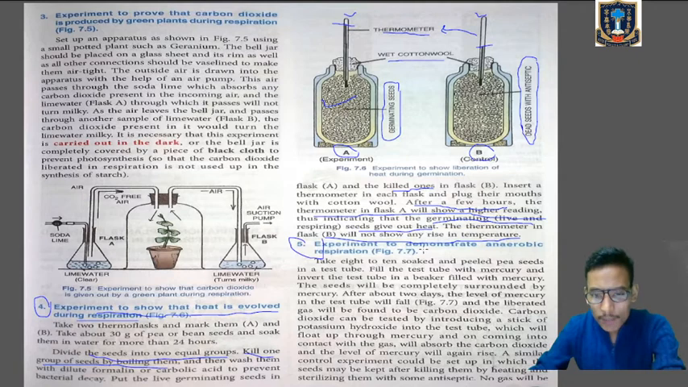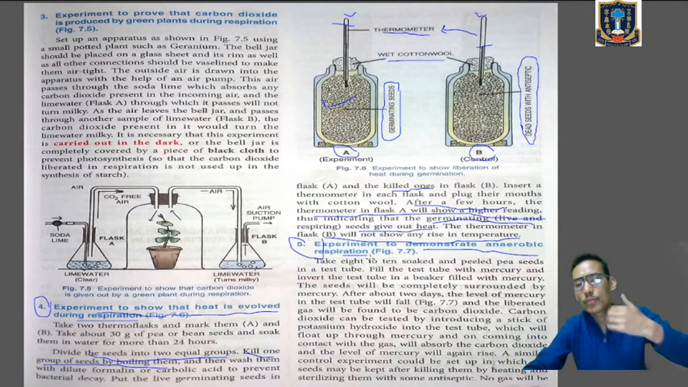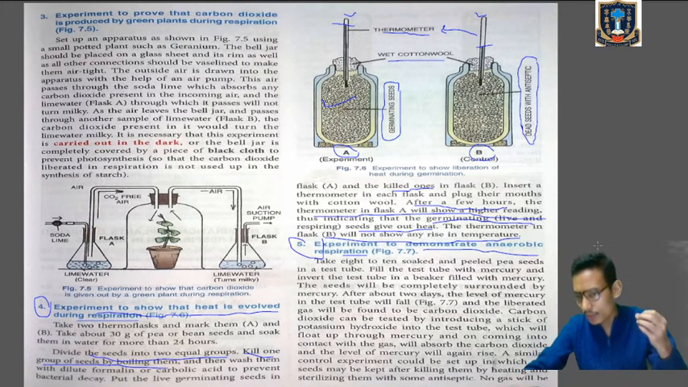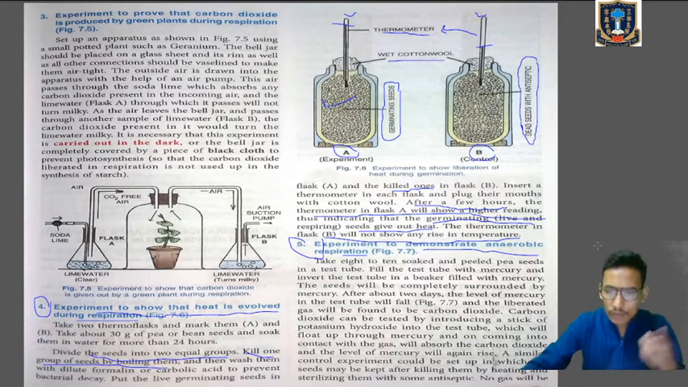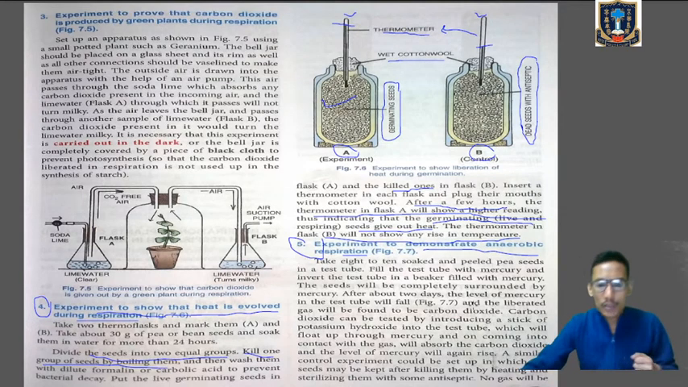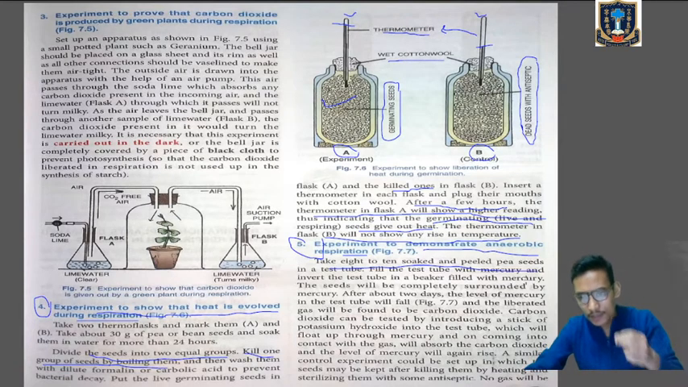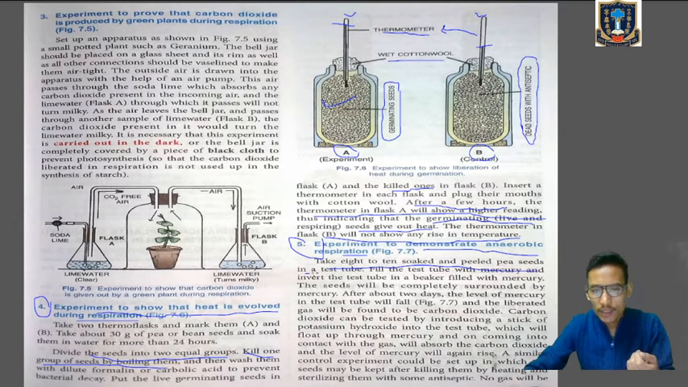To demonstrate anaerobic respiration. So now we are going to prove the process of anaerobic respiration, that means respiration that occurs in the absence of oxygen. Okay, so what we do, we will take 8 to 10 soaked and peeled pea seeds. So we are taking the pea seeds which have been kept in water overnight or for 24 hours, and we'll peel the pea seeds in a test tube.